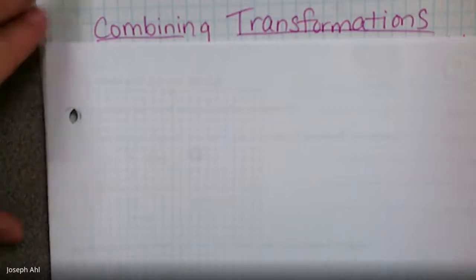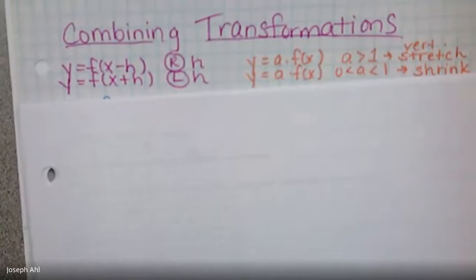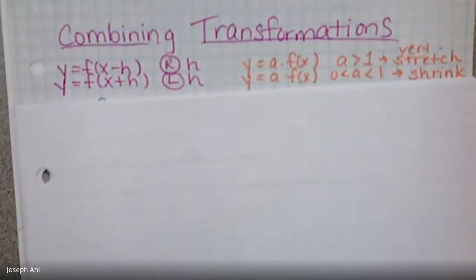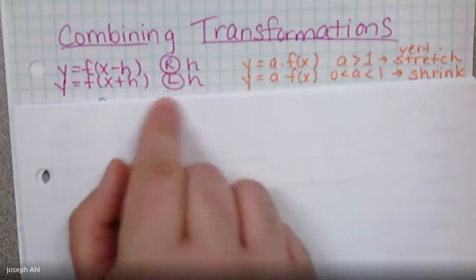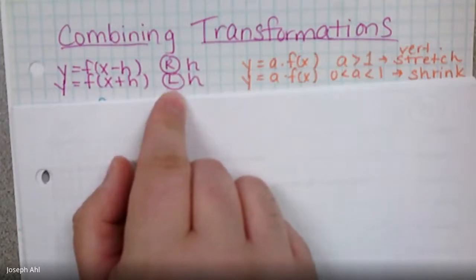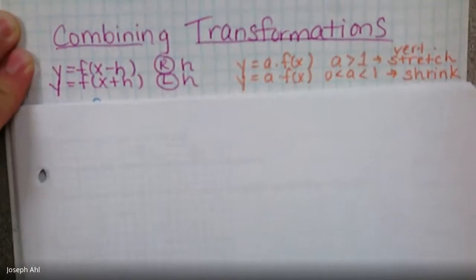Okay, so taking a look at some quick recap information. This is all the stuff we should now know already, okay? So we've got some left-right information here. If we have f of x minus h, it's going to move the graph to the right. F of x plus h, we saw moves the graph to the left. Some very colorful notes coming your way today, by the way.